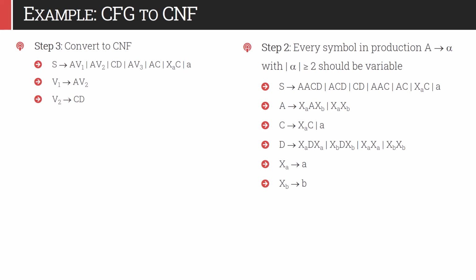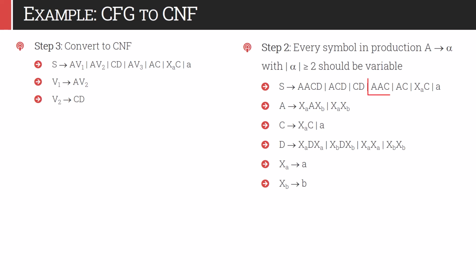For the second production of S, S derives ACD. So again, it has three symbols. So we will write it as A V2, because V2 derives CD. So the CD part of the second production we can replace by the V2 variable. The third production, S derives CD, is already in CNF.